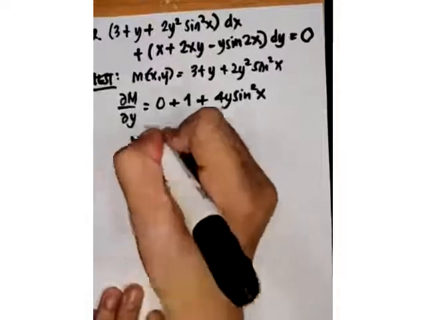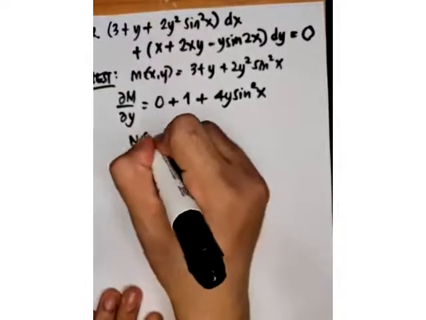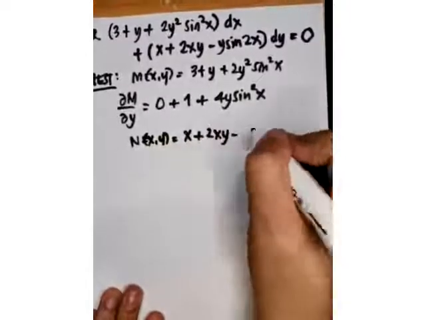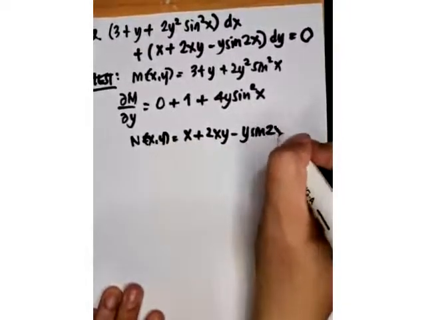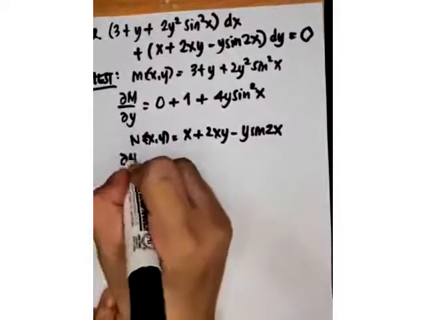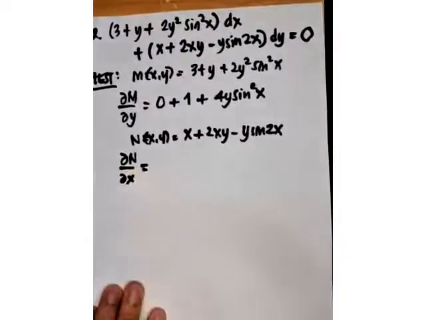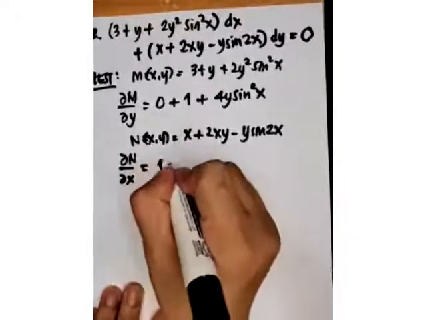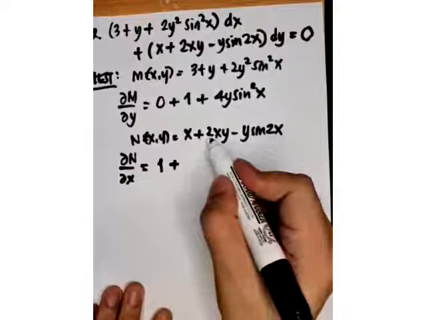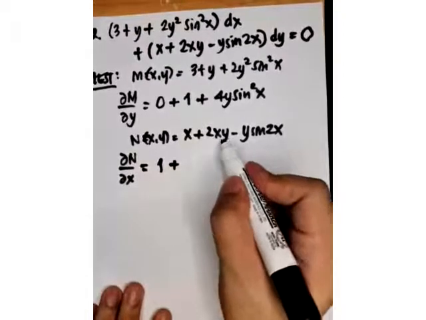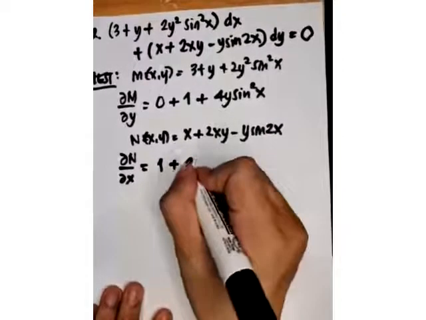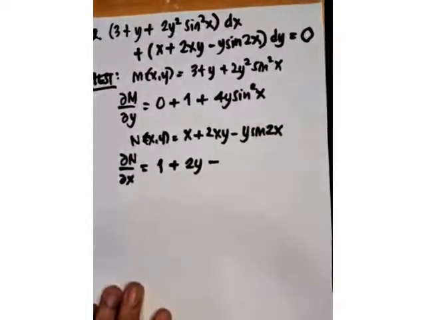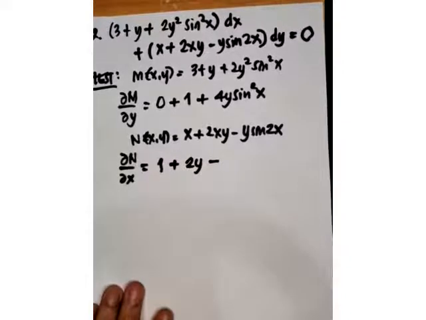So what's N? N(x,y) is equal to x plus 2xy minus y sine 2x. So what's the partial derivative? This time it is in terms of x. So that is 1 plus the derivative of 2xy, wherein y will act as a constant. So that's 2y, minus the derivative of this.